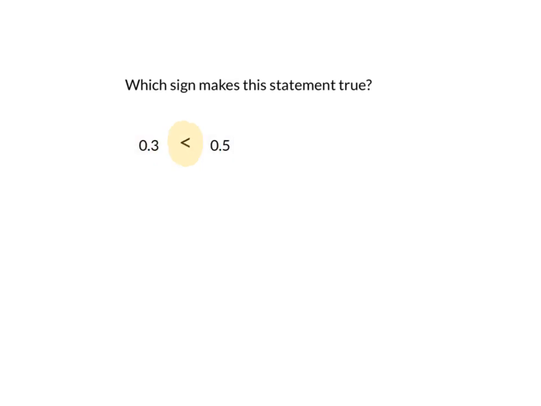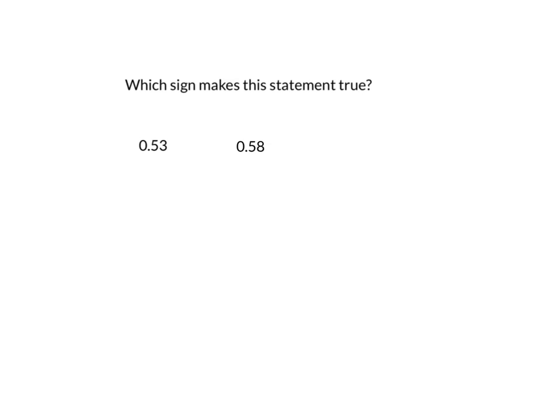When looking at this symbol here, I'm wondering which way do I put it? The easy way to remember is that the mouth always opens up to the bigger value. So some people like to think of it as an alligator that eats the bigger number every time. So the mouth should always open up to that bigger number.